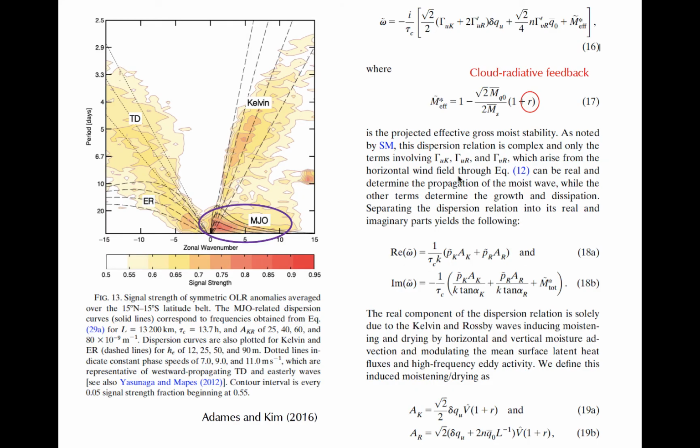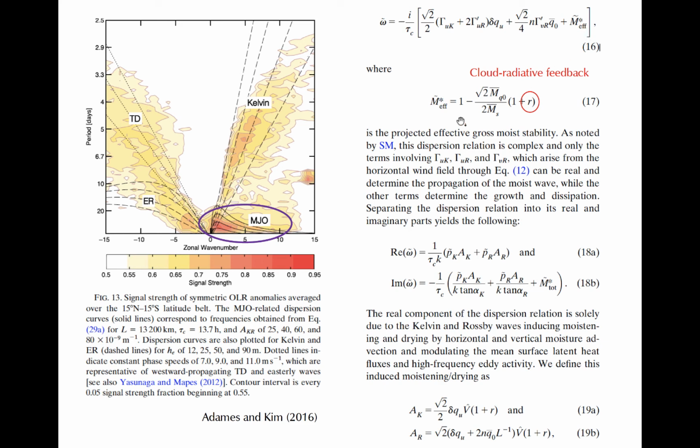While we won't discuss this in great detail, the dispersion relationship for the MJO, when making such assumptions, is seen here at the top right. It is dependent upon the horizontal wind field, distribution of moisture horizontally, and the gross moist stability, which is the last term in the dispersion relationship.